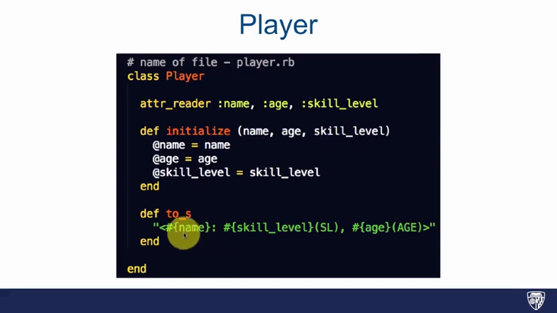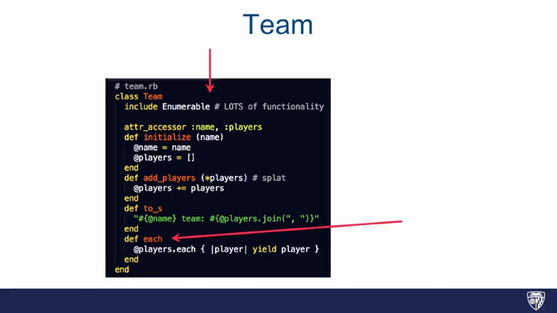Okay? And then you could have a to_s method, which is basically your toString method, which just says what this player is. In this case, it's the name, SL for skill level, and age for age. And then, maybe in a different file somewhere, you'll have a Team class. And the Team class will include the Enumerable module, which, as we're going to see in a minute, gives you lots of functionality. And all you have to do in order to be able to use this functionality is define one method, which is each.